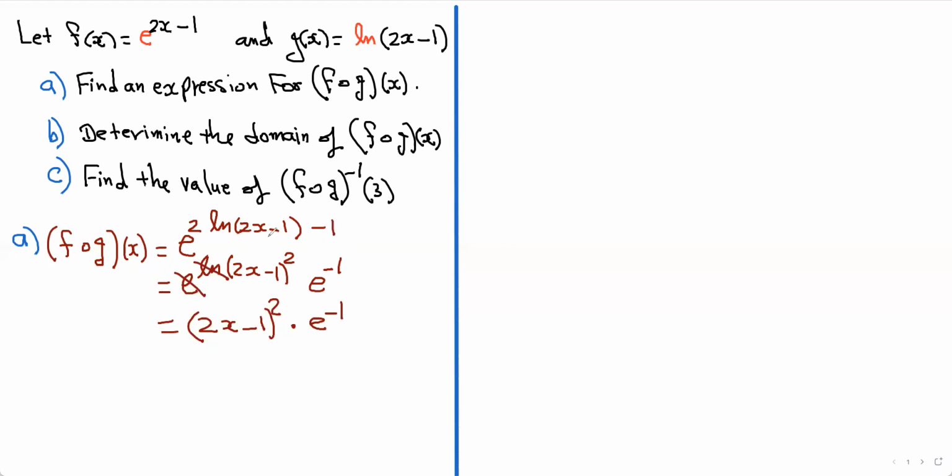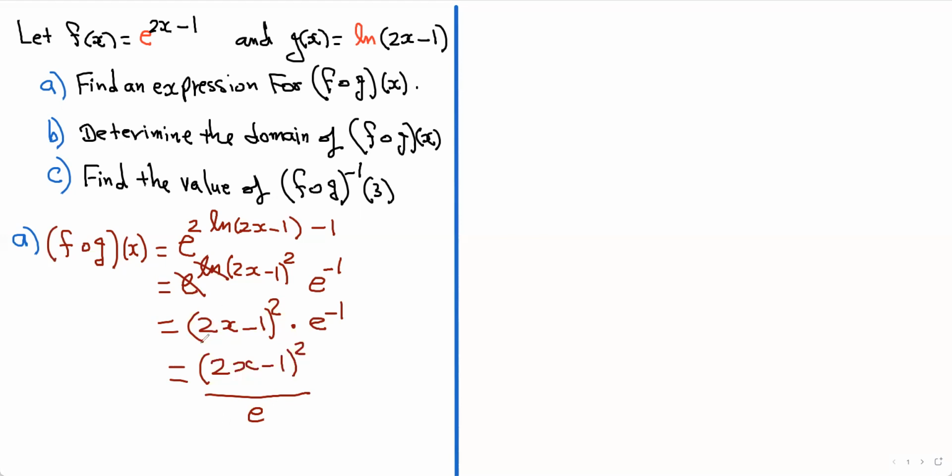That's why we had to manipulate this equation before we could cancel the e and the ln. And we could go a little bit further, because e to the -1 is a negative exponent. So we could change this to 2x minus 1 squared, and bring the e to the bottom and make it e to the power of 1, and we don't even have to write the invisible 1. Okay, so that's a in its simplest form.